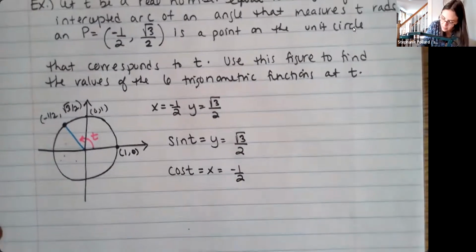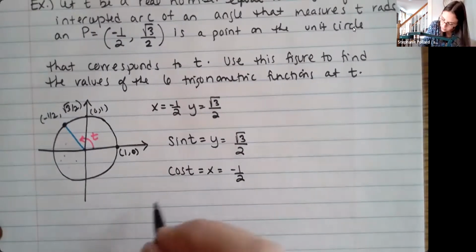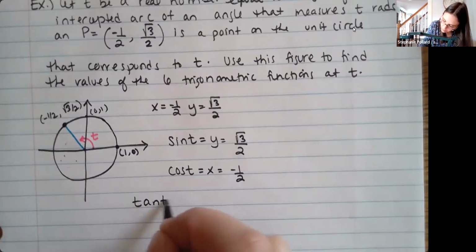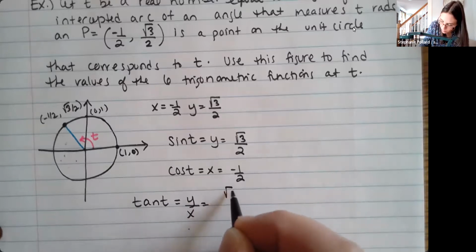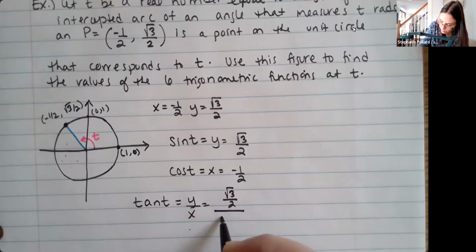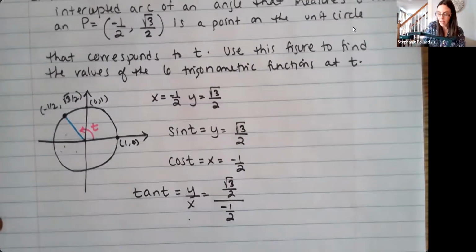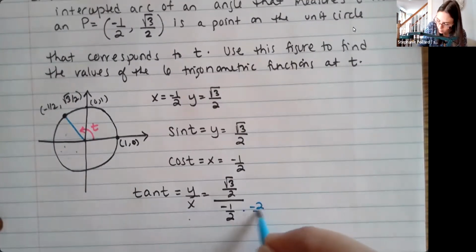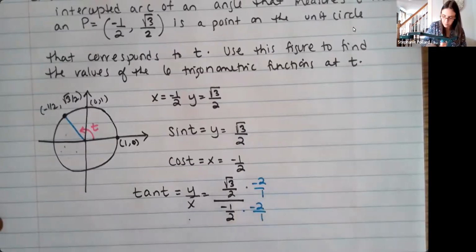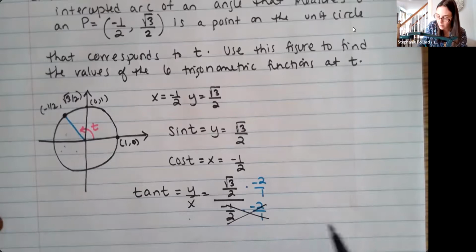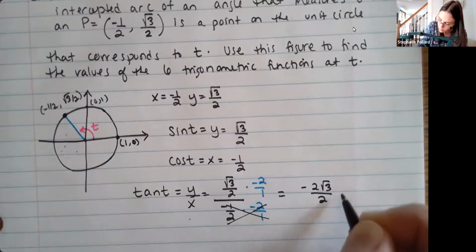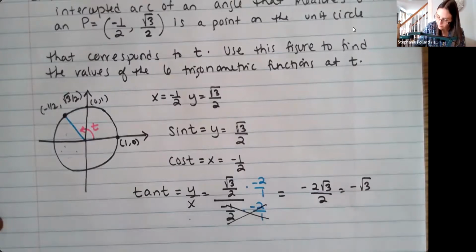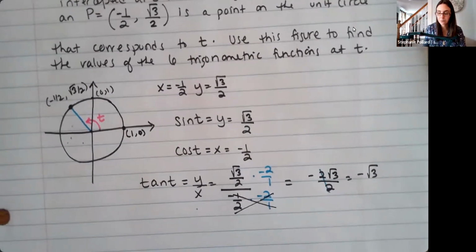If I want to find tangent of t, it's going to be y over x. So we have a little bit of work to do. It's √3/2 over -1/2. What I can do is multiply by -2 over 1. That would allow me to cancel that denominator. And then here I would have -2√3 over 2, or just -√3. So you do want to simplify a little bit. Sometimes you may have a little bit of work there.